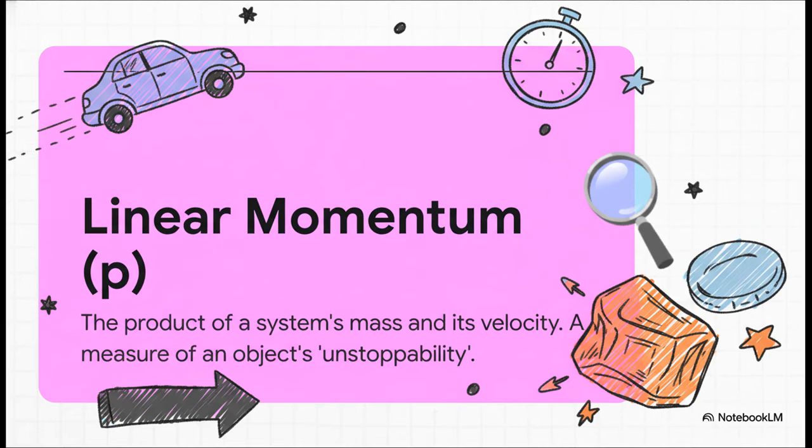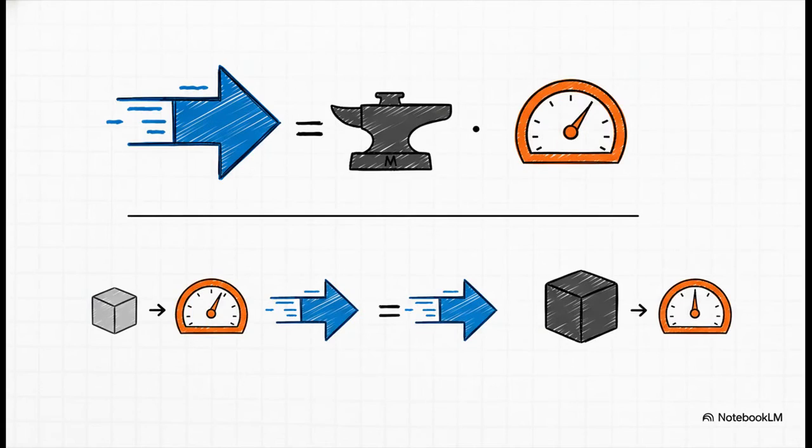Well, linear momentum, which we usually write down with the letter P, is basically how hard it is to stop something that's moving. I absolutely love how some of the sources describe it, an object's unstoppability. It's all about how much mass an object has and how fast it's going, all wrapped into one idea. And the formula? It's beautifully simple. Momentum equals mass times velocity.